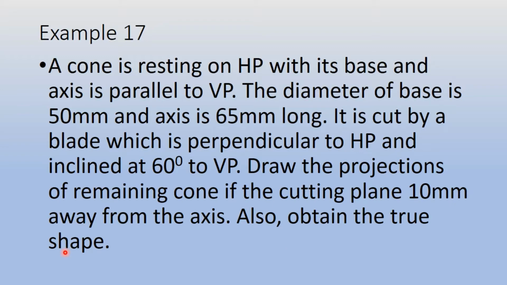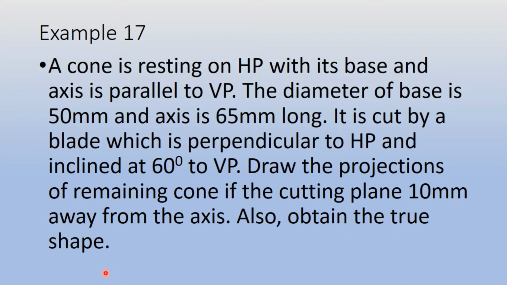Also obtain the true shape. So again we have a cone here which is resting on HP. The top view is a circle and the front view is a triangle, and the base of this cone is 50 mm and axis height is 65. It is cut by a blade, which means the section plane is perpendicular to HP and inclined at 60 degrees to VP. So here it is clearly mentioned that it is an inclined section plane, and the position of the cutting plane is given in such a way that it is 10 mm away from the axis, and we also have to draw the true shape of this figure.